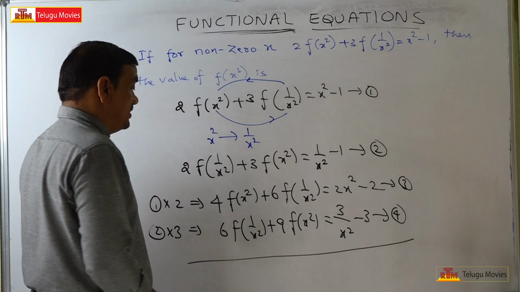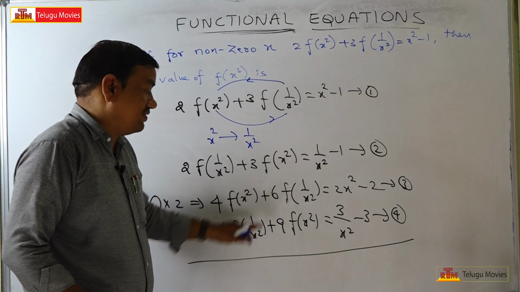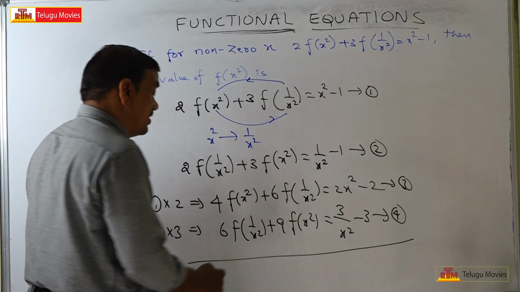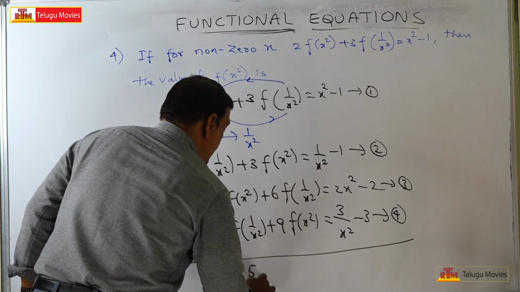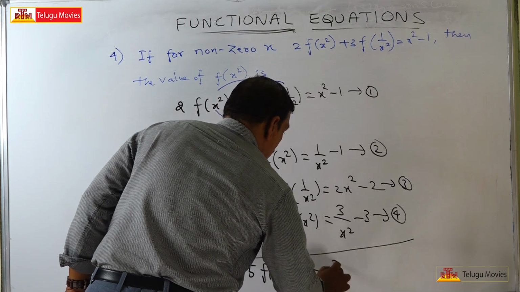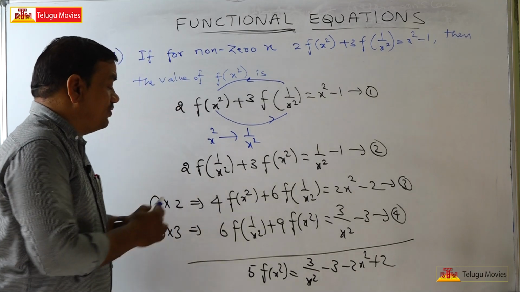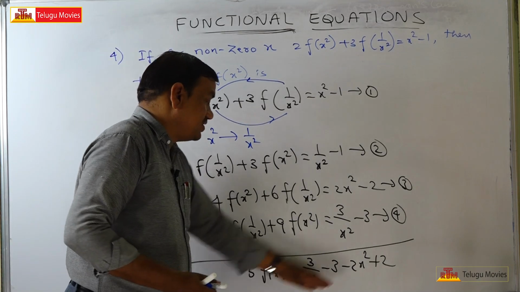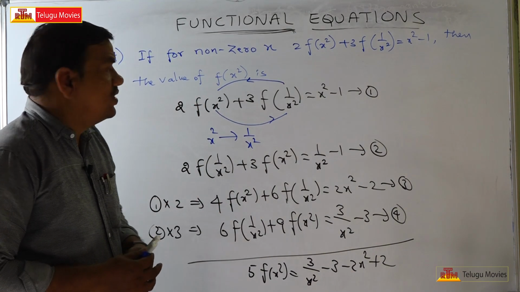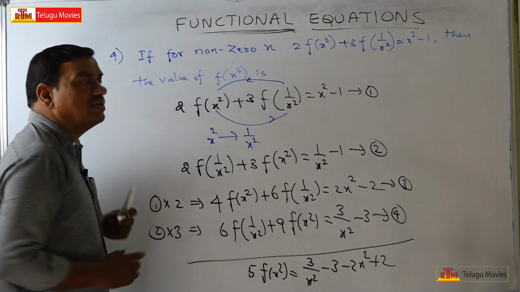Automatically, if you subtract here, plus 6 times f of x square and 6 times f of x square will get cancelled, 9 times f of 1 by x square minus 4 times f of 1 by x square means 5 times f of 1 by x square. First you write down 3 upon x square minus 3 minus 2x square plus 2. Obviously you can get from this after simplification, take that 5 to the right hand side, and you will get the answer. But the thing is, this is just by observation method.